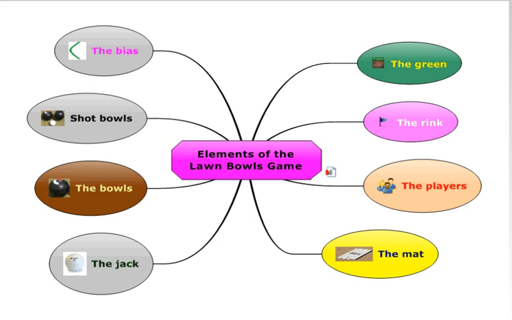The first is the green, on which games are played, the individual rink, on which your game might be played, the players, the mat, from which bowls need to be bowled, the jack, which is the object of the game, the bowls, the shot bowl, and the bias of the bowl.